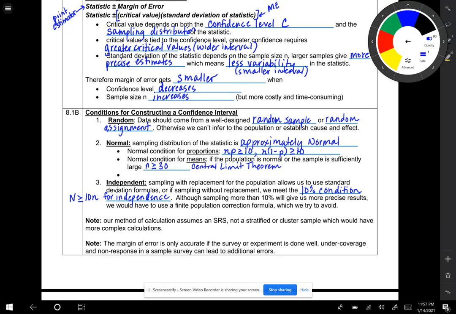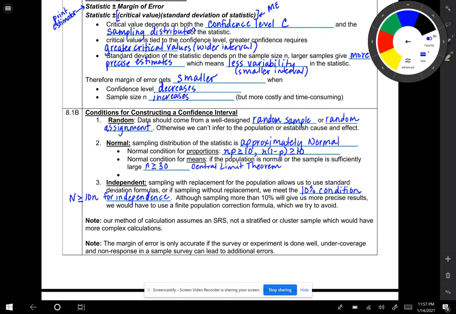Although sampling more than 10% will give us more precise results, we would have to use a finite population correction formula, which we try to avoid, and that's something you would use in more advanced statistics classes. In our case, we are just going to do the 10% condition.